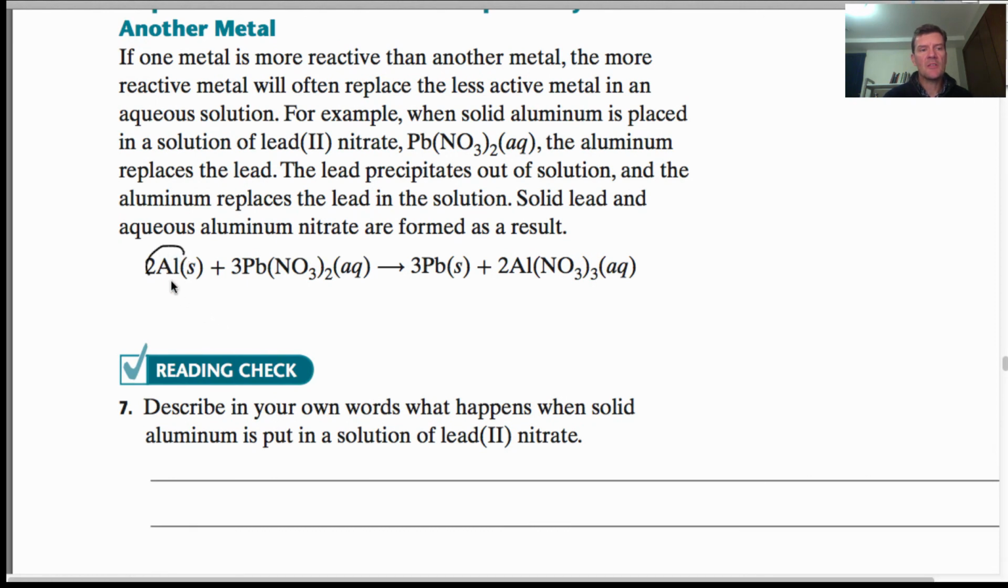Here's an example. Here's aluminum solid all by itself, and it comes across lead nitrate in solution. When you put that aluminum into this solution, it's more reactive than the lead, and so it is going to kick that lead out. It's going to kick the lead out, and now the aluminum is going to be in this compound with the nitrate. There's your aluminum, and the lead gets kicked out all by itself, and there's your lead by itself. That's a single element kicking out another element. In this case, a metal kicks out a metal.